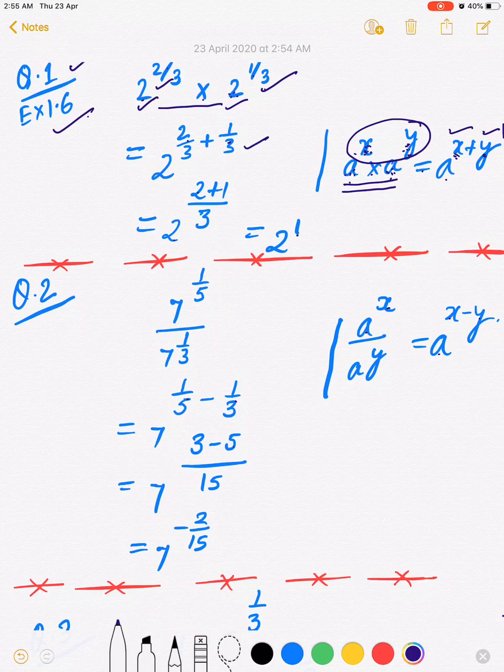So the same thing we are using here. You see bases are same, so exponents get added. We get 2 by 3 plus 1 by 3. We are solving this taking LCM and we are getting this. This can be written as 2 to the power 3 upon 3 and on solving it will be 2 to the power 1 and answer will be 2 only. Let us take one more example.